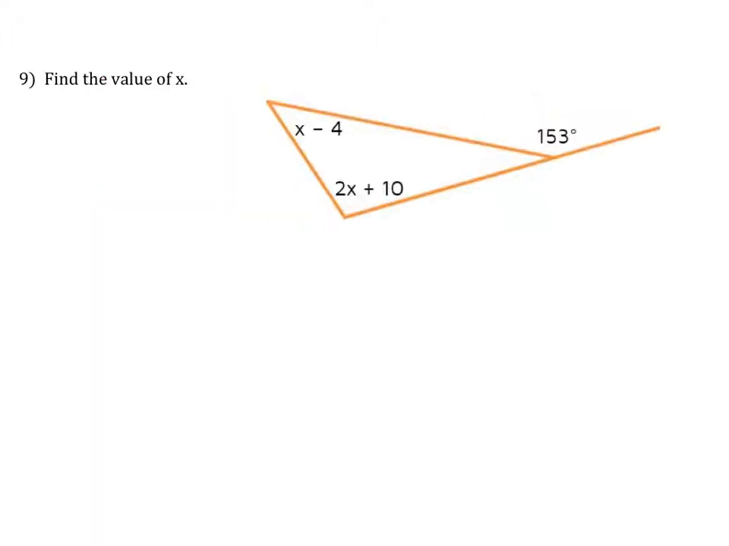Okay, so now we're going to try a different type of problem. In this, we have a triangle, and then we have a line extending, and then an angle on the outside. So we're going to use the exterior angle theorem.